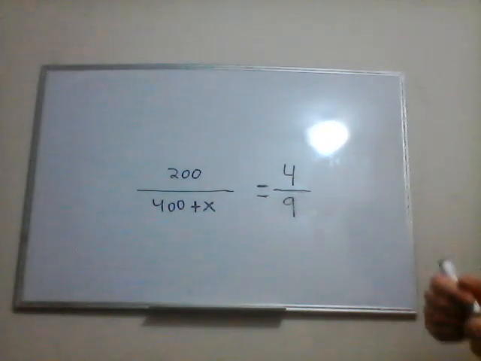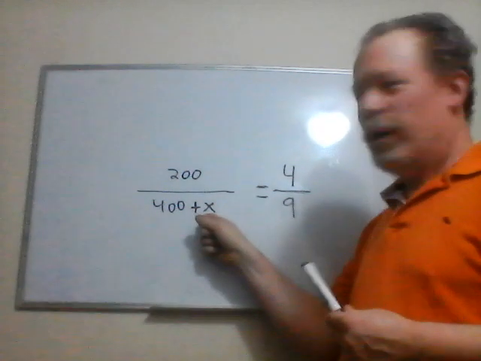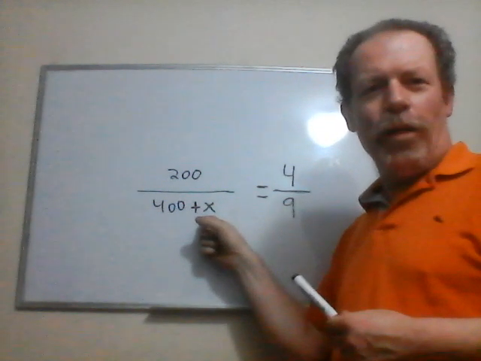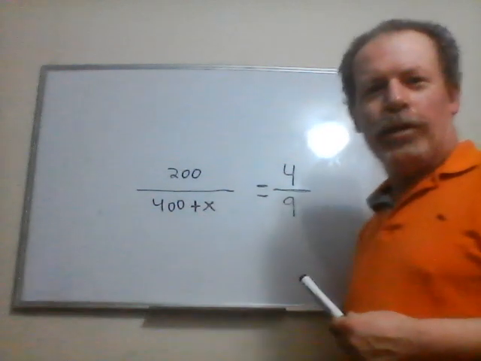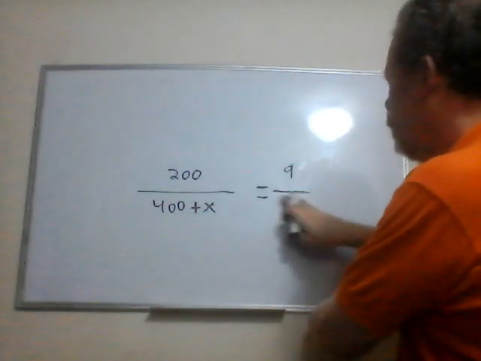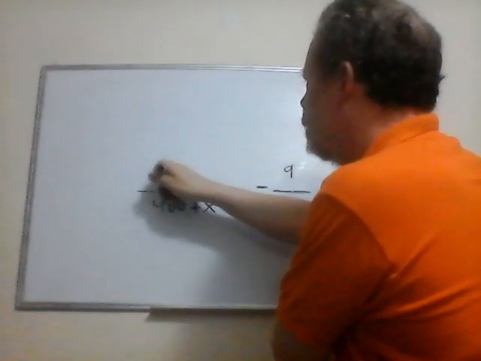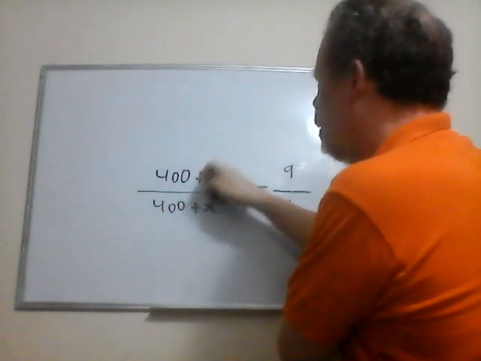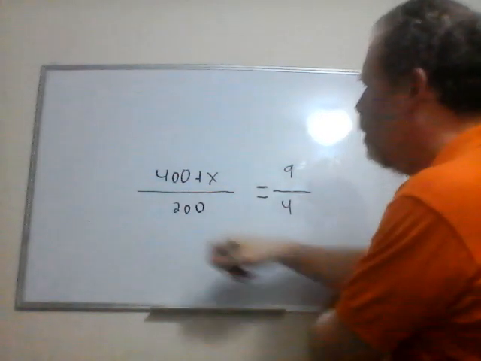Faster for me, at least, is to flip the equation. One thing I know for certain is the x, I want that in a numerator. I do not want it in a denominator. So for me, just flipping the whole equation, 9 over 4 is a little bit easier. 400 plus x over 200, okay?